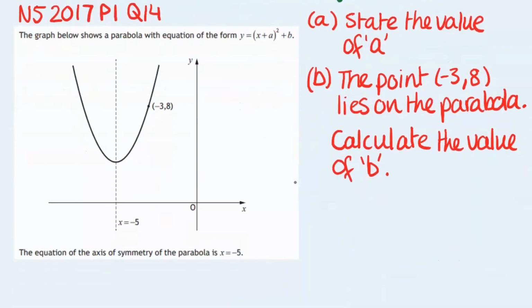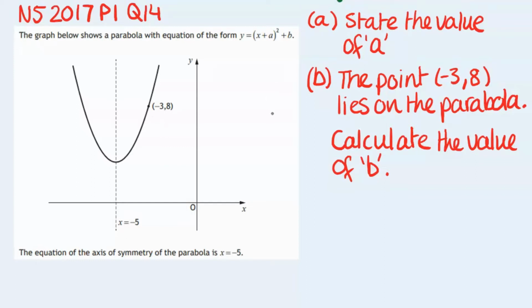And lastly, we have this exam question here. So this question is telling us that the graph below shows a parabola with the equation of the form y is equal to (x + a) all squared plus b. So if you look at this diagram, what we have is a parabola. It's a happy parabola. We have a minimum turning point. We've been told the axis of symmetry is x is equal to minus 5, and we've got this random point here on the parabola, (-3, 8).